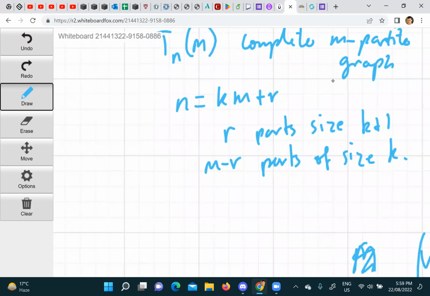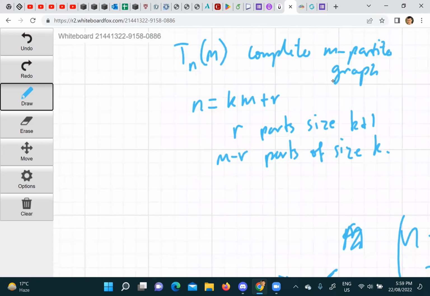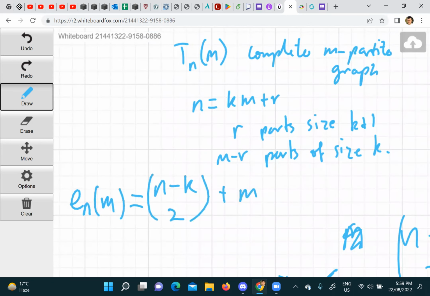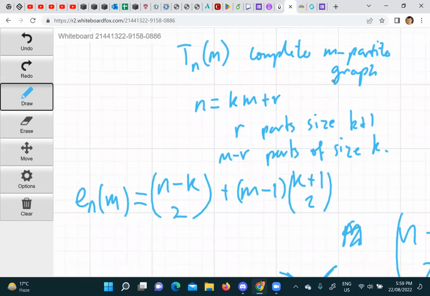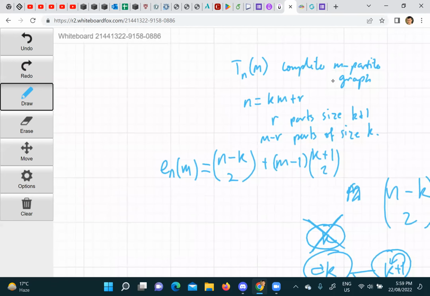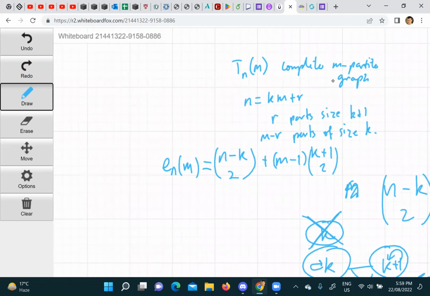And we want to prove that the number of edges in this graph is given by n minus k choose 2 plus m minus 1 times k plus 1 choose 2. Got it? Okay, so this is the way we do it. If you just count it your own way and do the algebra, I think it's pretty difficult. But for r equals 0, it's a good exercise. But here is maybe a good conceptual way.